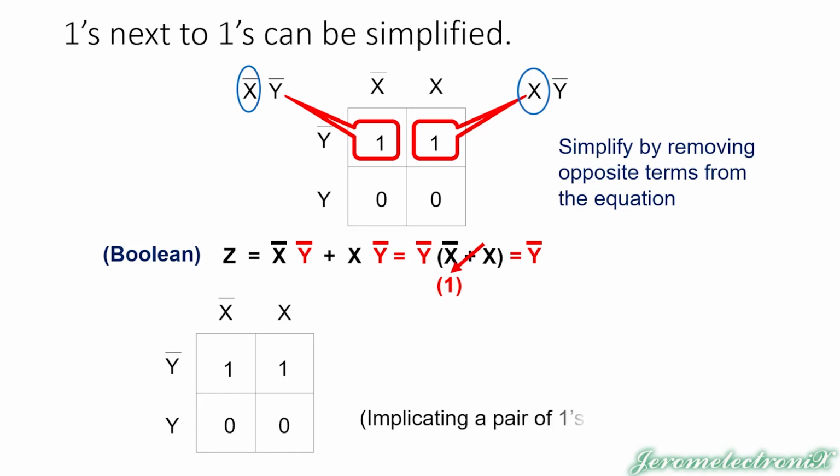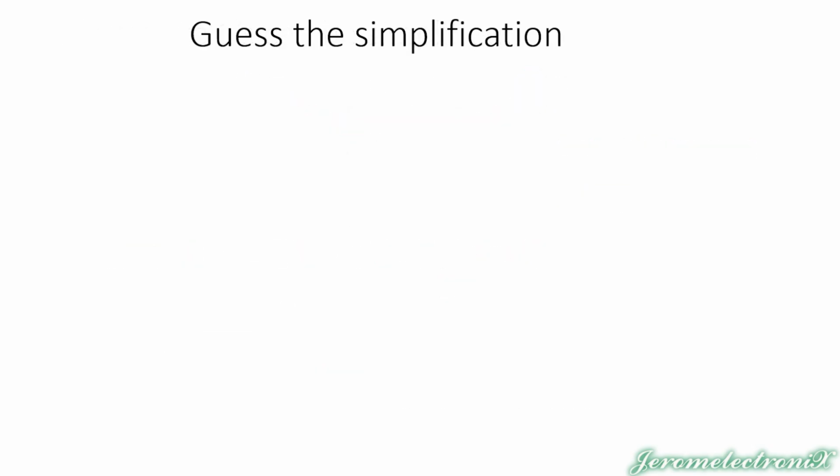So here's a K-map. We're going to implicate both ones by drawing an implication around them both, indicating that that's what we're going to work on. And by doing that, what we're doing is saying, oh, yeah, we can see above that the variables above, not X and X, are opposites of each other. They cancel each other out, so the result is not Y. That is how K-maps work.